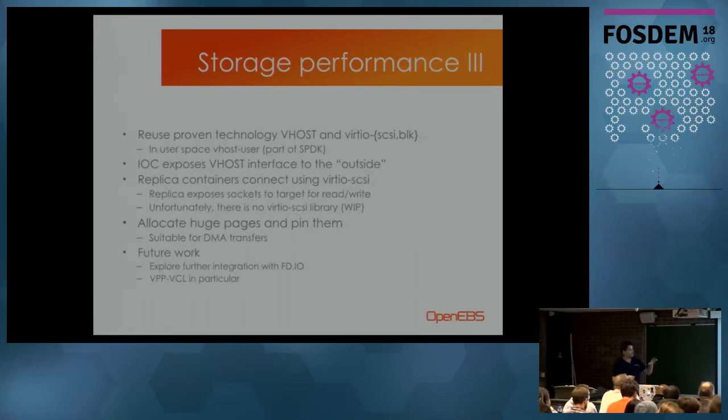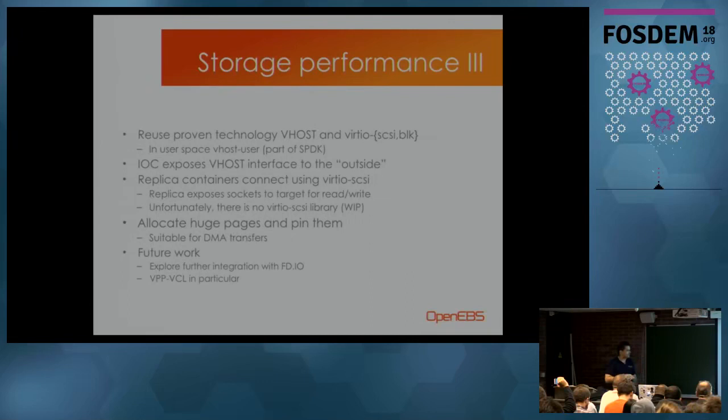And because this is a vHost interface, we do not have to change any of the software that's already there, so it becomes completely abstract. The replica containers connect using this virtio SCSI system. They expose sockets, like I mentioned, but there is no libvirtio SCSI available. These protocols are embedded into the hypervisor, so there is no standalone library that you can check out and just run. So we are currently developing that. It looks good. We moved some bits already, so that's really good.